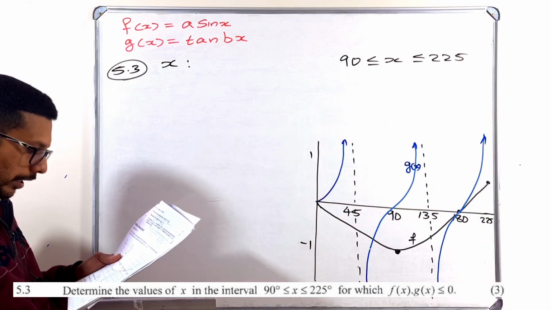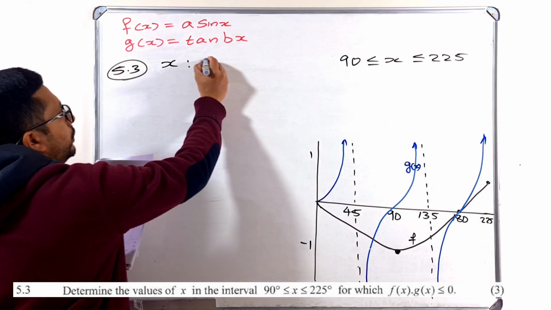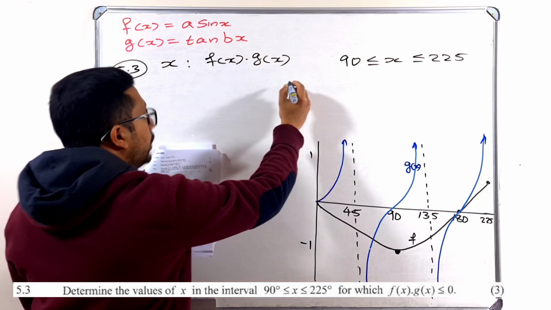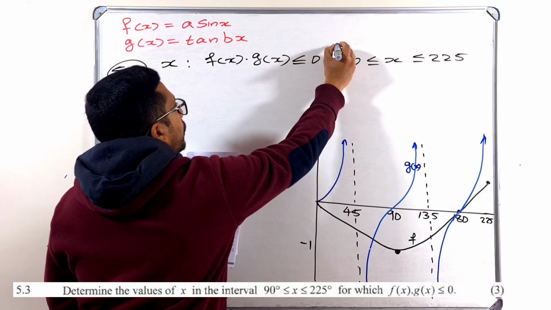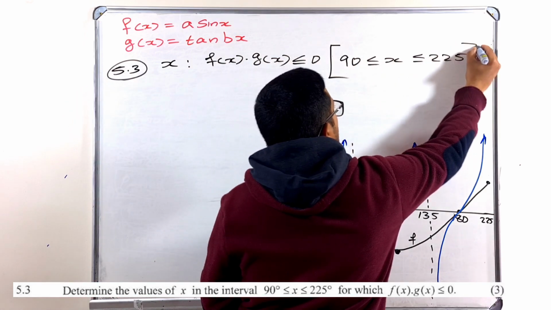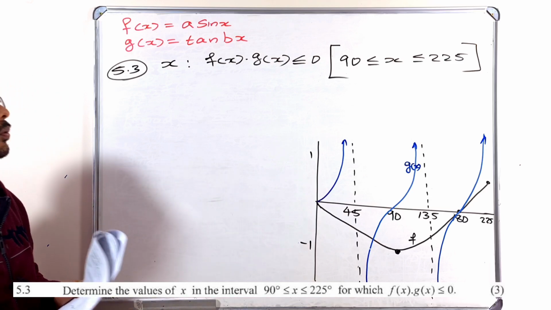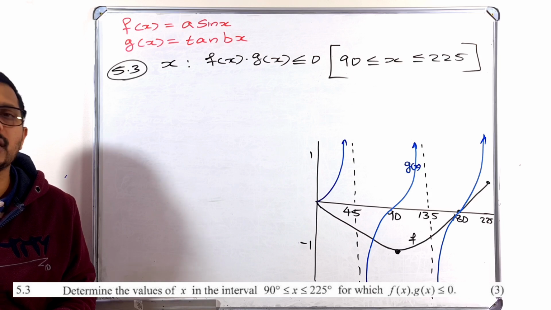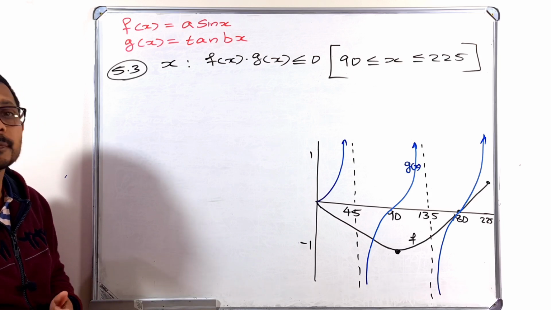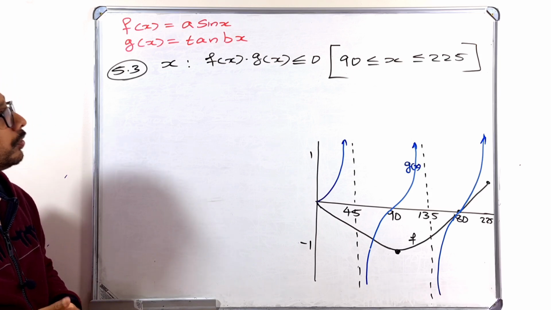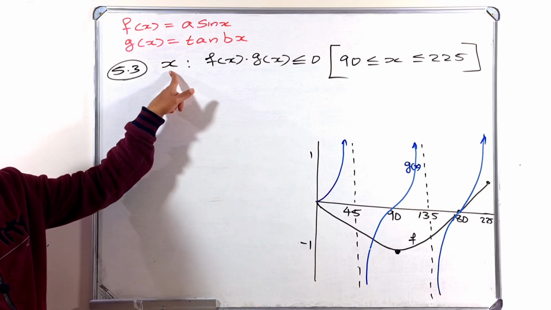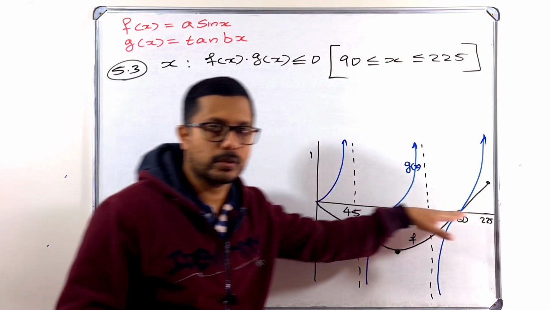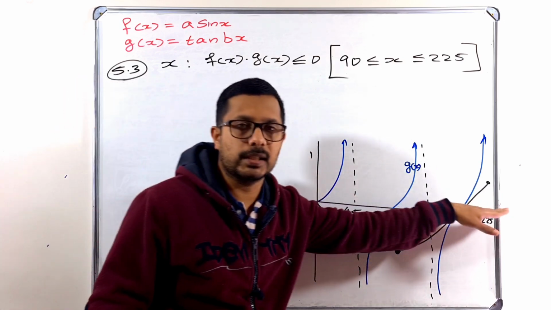225. Okay, and what is the condition? f of x times g of x is less than or equal to 0. So listen once more. In graphs and functions in paper 1 you studied this type of question. What is the question? You have to find the values of x. So x means this x-axis. These are the x values, so you have to find these x values.